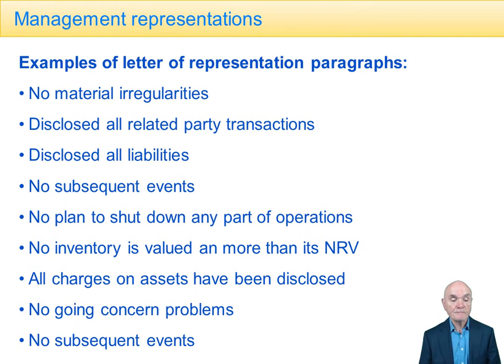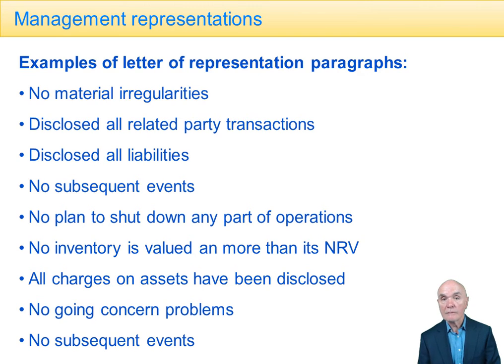No subsequent events. We are on what's called active duty, so to speak, as auditors, until we sign the audit report. So a subsequent event is between the balance sheet date and when the audit report is signed. Things can happen in there which can make us want to maybe alter some of the figures in the financial statements. A receivable turns out to be bad or something of that sort. No plan to shut down any part of the operations, something which is maybe difficult to discover in any other way. Inventory valued at lower of cost and net realisable value. All charges, all mortgages we mean there. Bank charges on assets have been disclosed. And again, you can't tell just by looking at an asset whether or not there's a mortgage on it.